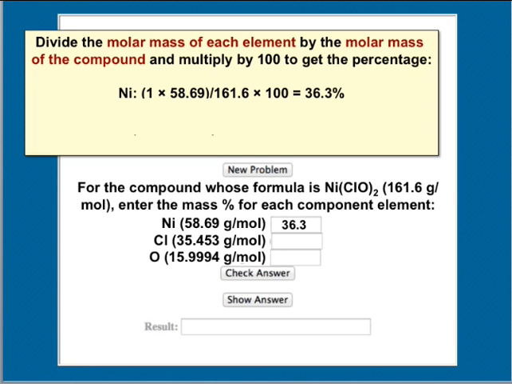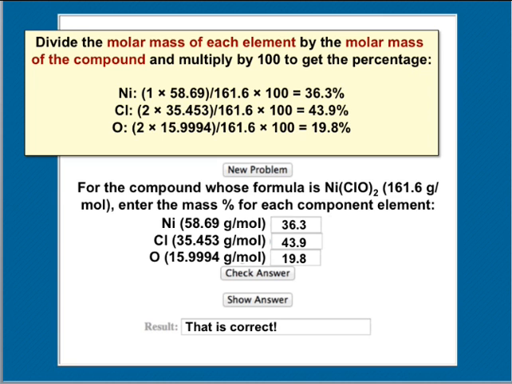So for chlorine, how many chlorines do we have? We have 2 of them, don't we? So we're going to take our 35, multiply it by 2, and divide it by 161. And finally, for oxygen, how many oxygens? We have 2. So 16 times 2 divided by 161, 19.8. Okay, I can get with this.